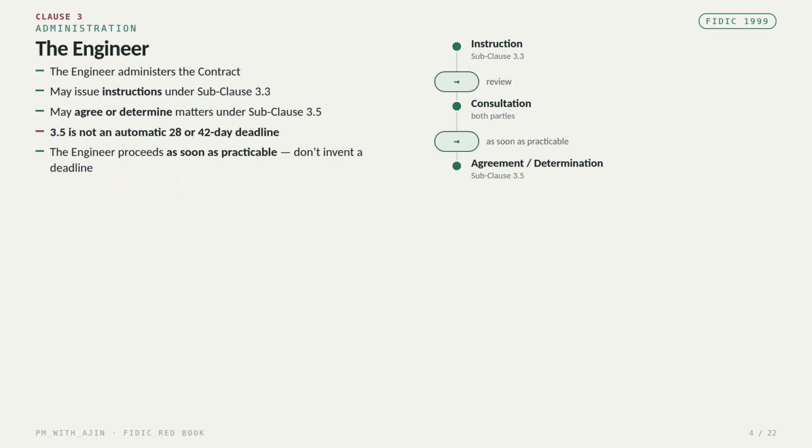Clause 3 deals with the engineer. The engineer administers the contract and may issue instructions under subclause 3.3. The engineer may also be required to agree or determine matters under subclause 3.5.